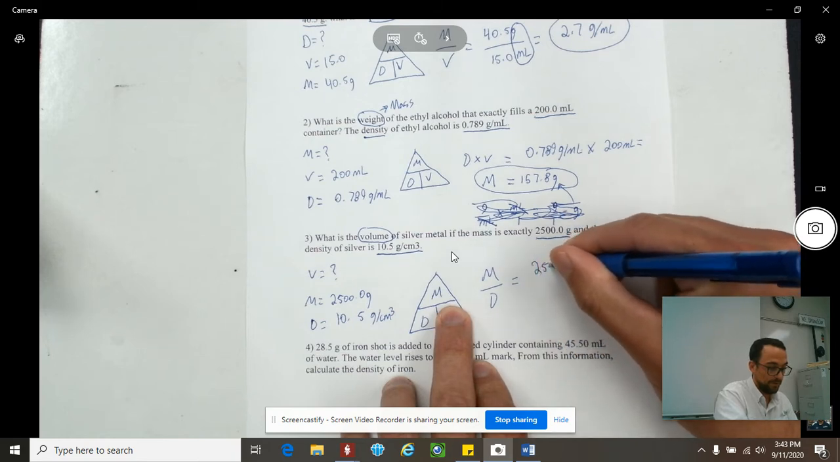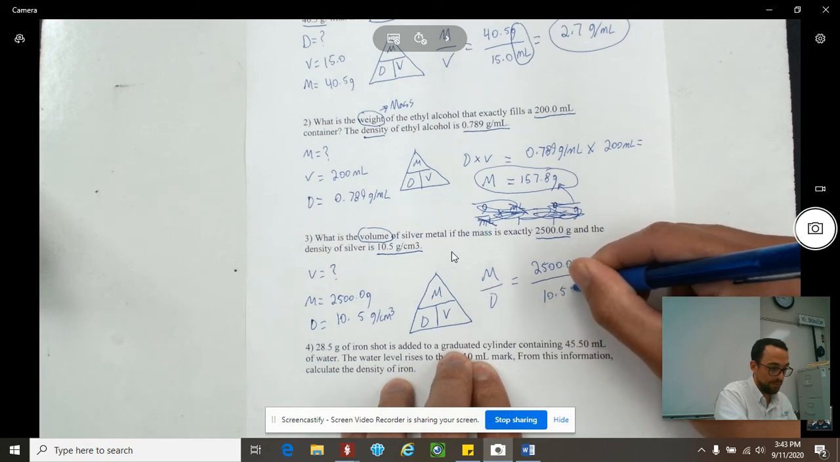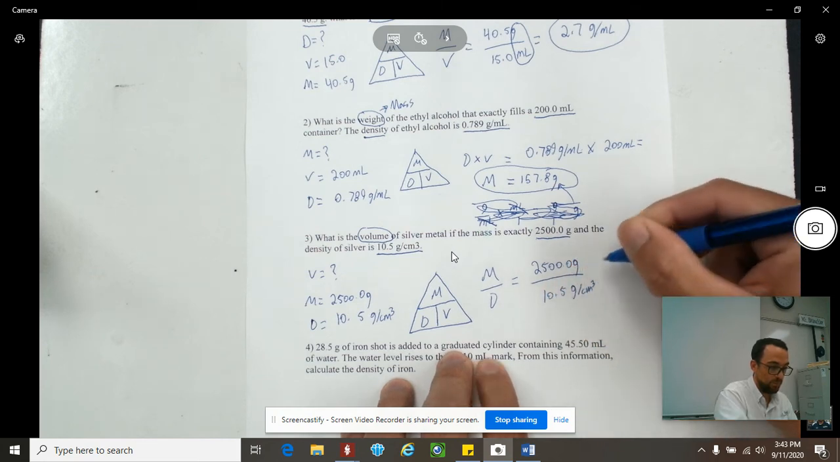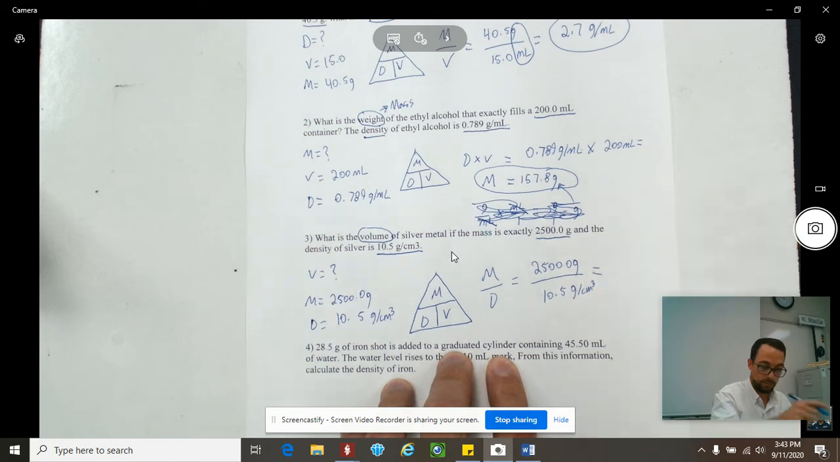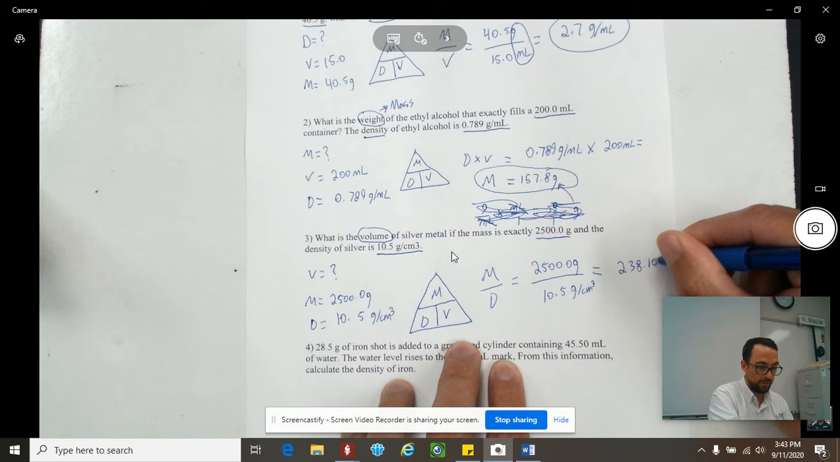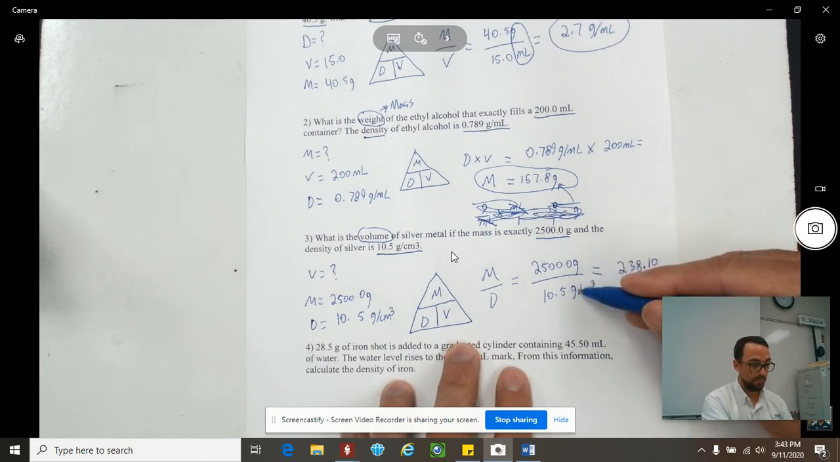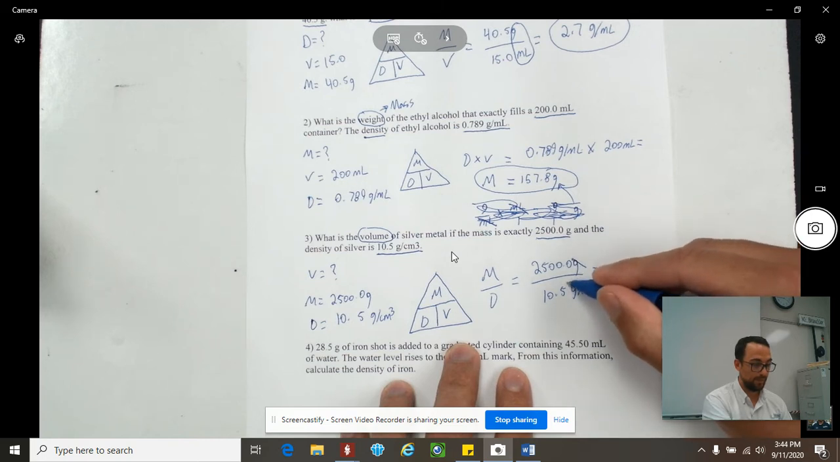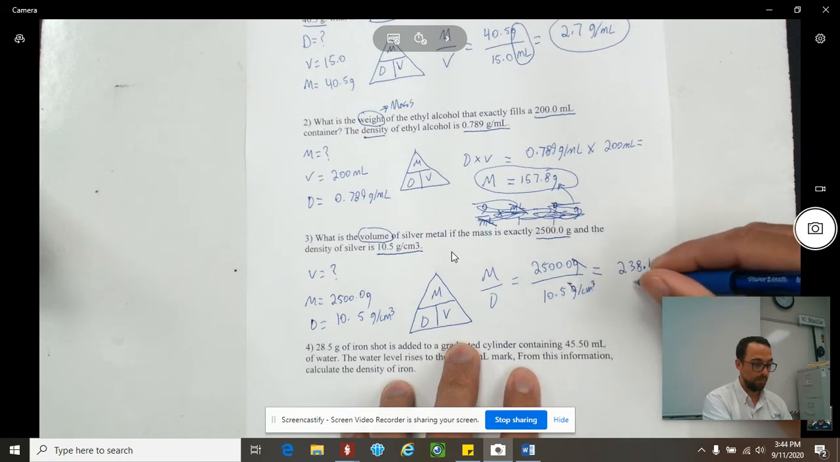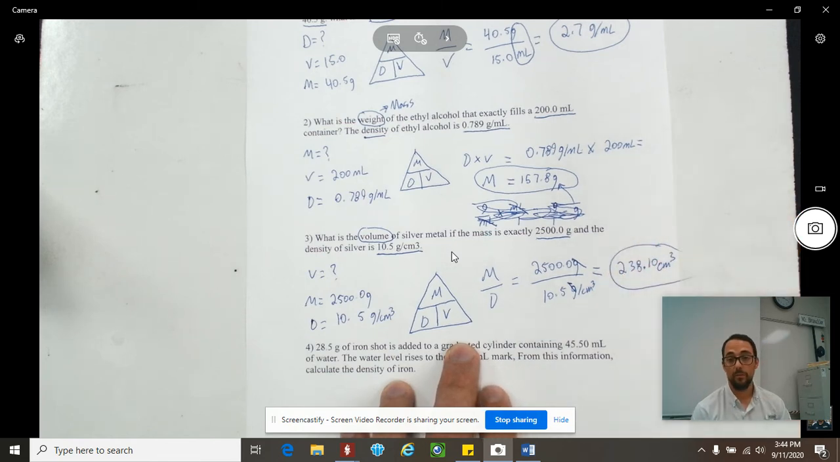So 2500.0 grams over 10.5 grams per centimeter cubed, okay, equals, and if I do the math in my handy-dandy calculator, it gives me 238.09, so I can just round that up to 238.10. Now, what is my unit going to be for this? I have grams on top and on the bottom. I can cancel that out, right? And centimeters cubed is what I'm left with, which is an option for volume, so that's good.